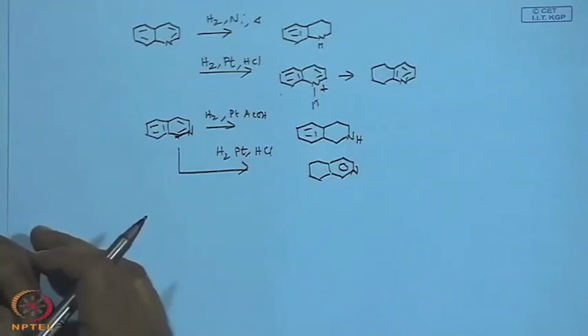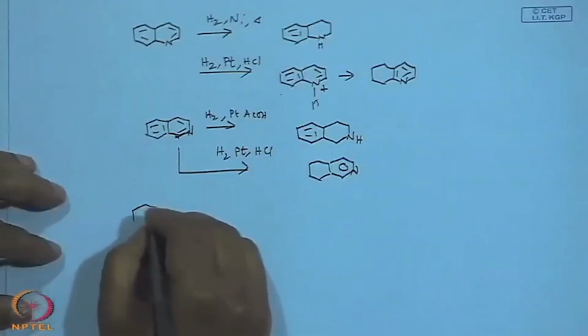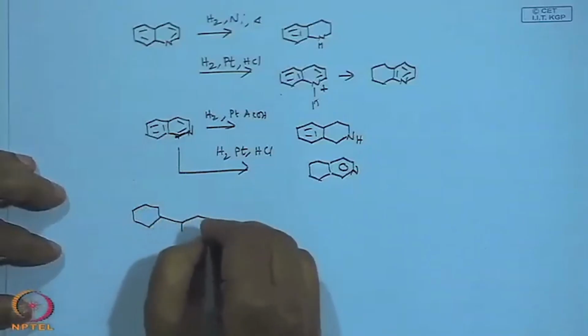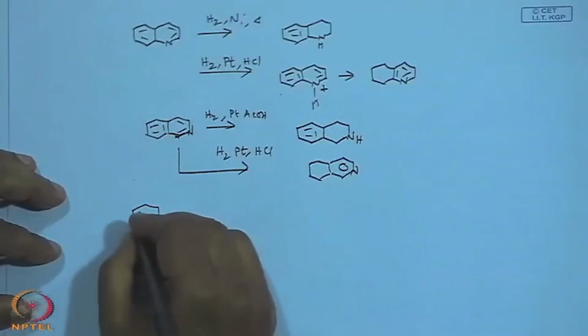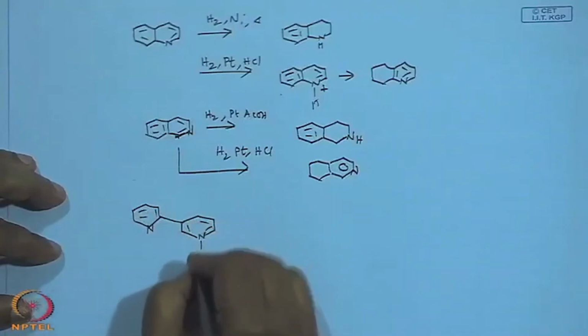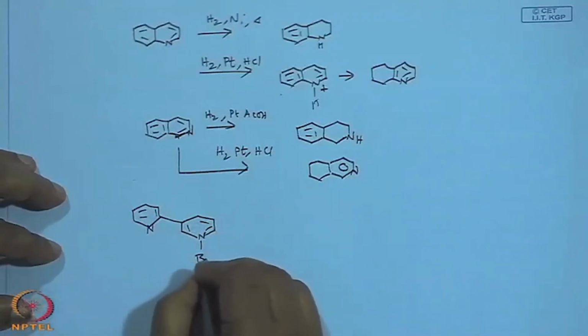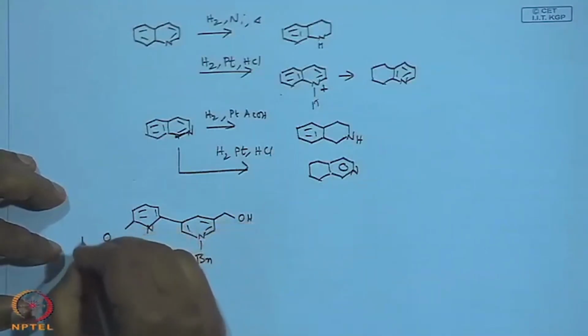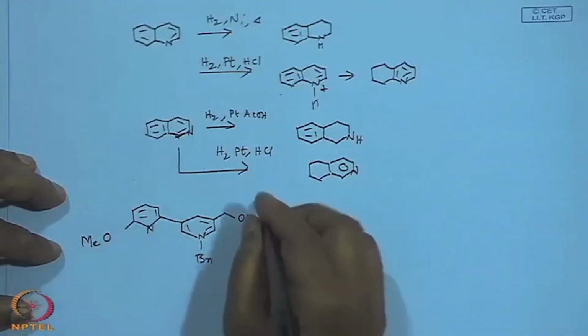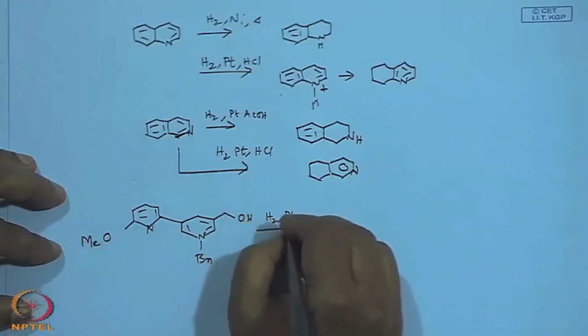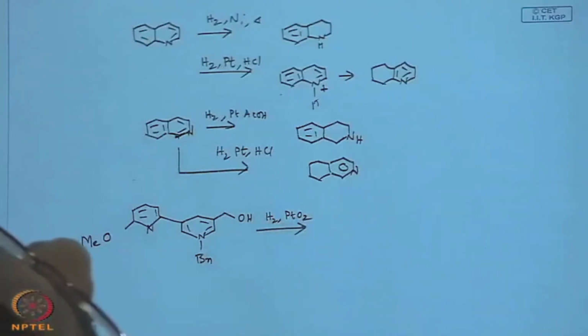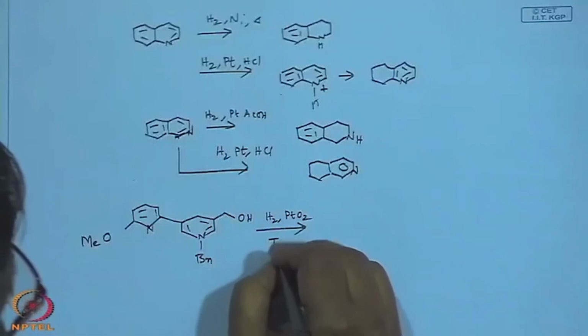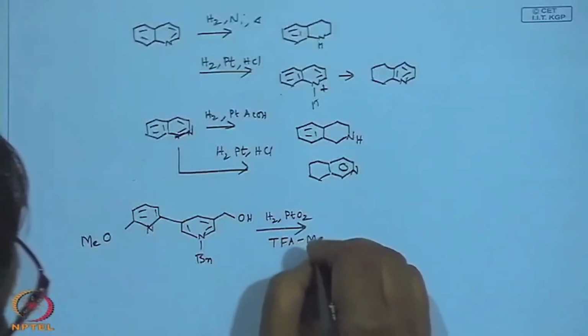Now, we have two different kinds of heterocycles. It is a pyridine and this is quaternized, this benzyl group, and then you have an OH group. It is a nice example though. The condition is here hydrogen and platinum oxide, which is known as Adam's catalyst, right, and then trifluoroacetic acid and methanol, let us say.